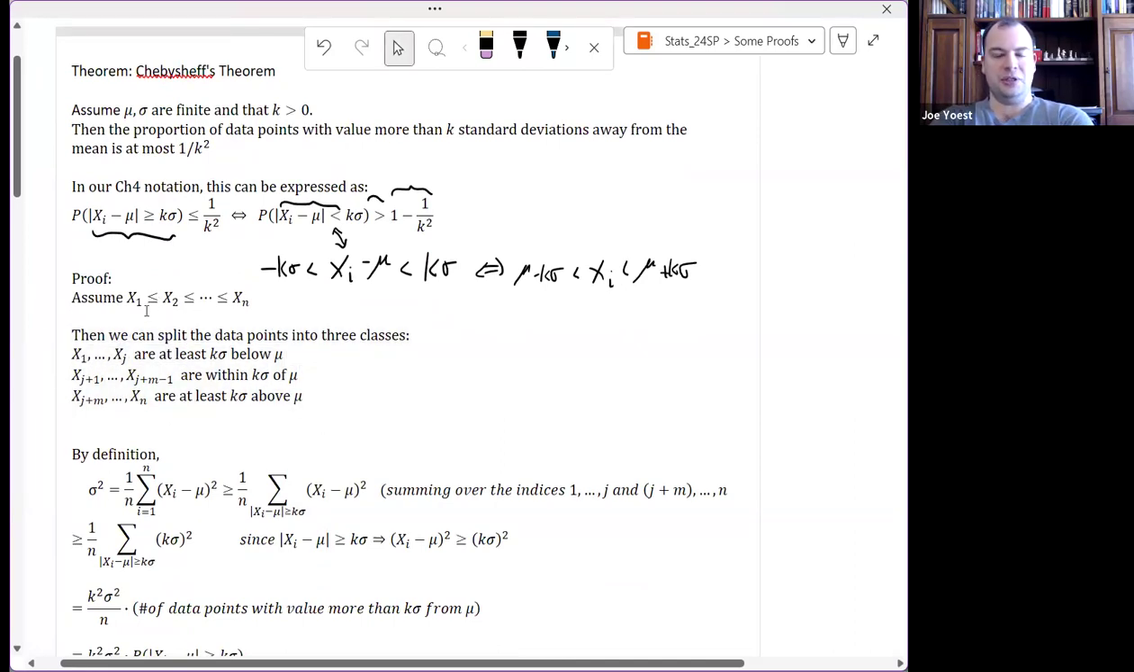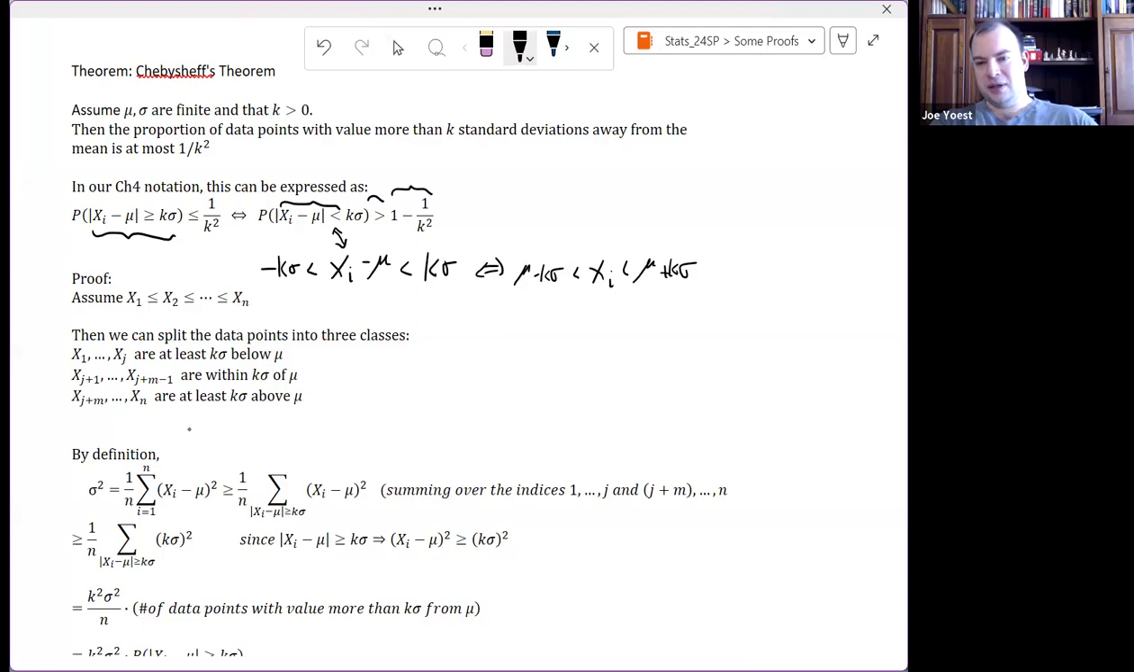We can then split our data points into 3 classes or 3 categories. x1 through xj are at least k standard deviations below mu. So for these ones, x sub i is less than mu minus k sigma. For the ones in the middle, xj plus 1 to xj plus m minus 1, these little subscripts aren't super important, but I'm just being careful here to make sure that we technically include all of our data points. These are the ones that are within k standard deviations of the mean. And then these other ones here, xj plus m to xn, are at least k standard deviations above the mean.